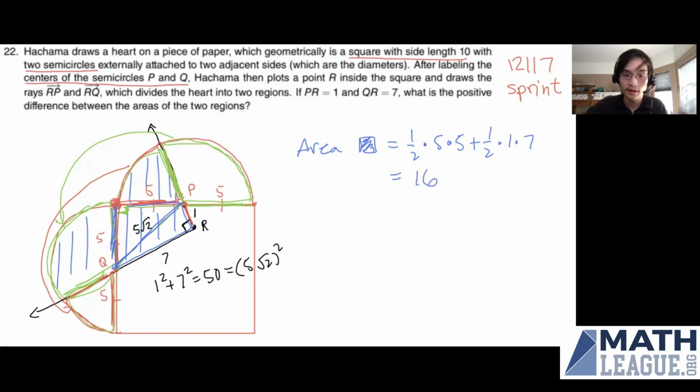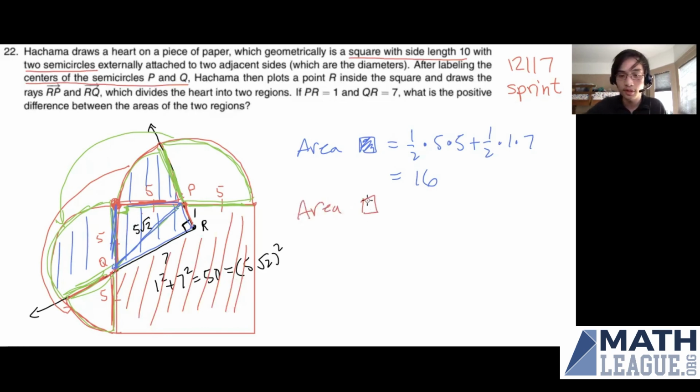And now let's find the area of this region here. The area of the region inside the square but outside this region here is equal to the area of the whole square, which is 100, minus the area of the blue region here, 16, and this is 84. Finally, to find the positive difference between the areas, we subtract 84 and 16, and this gives us a final answer of 68.